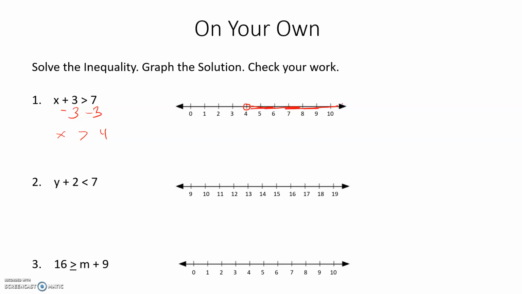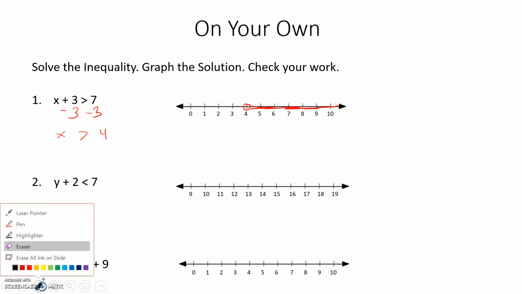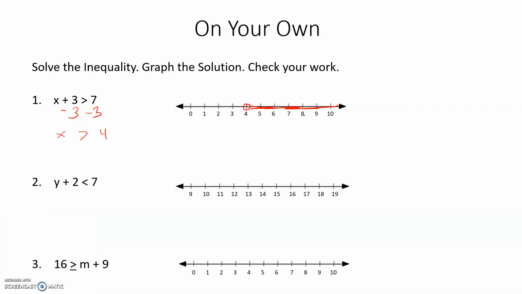All right, so I'm going to check my solution by looking on both sides of the 4 and see if it's true. So I have 4 and I'm going to use 3 and 5. So x equals 3, and plug that in and see what that looks like. So 3 plus 3 is greater than 7. All right, that's not true because 6 is not greater than 7, so that is not going to be true.